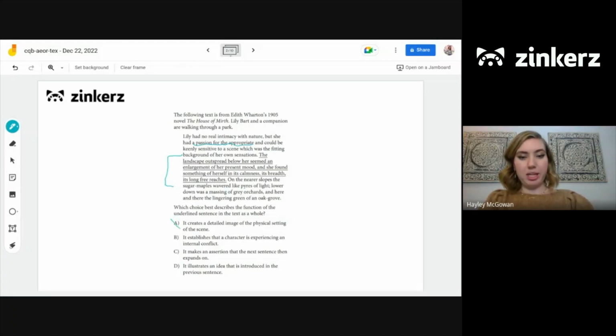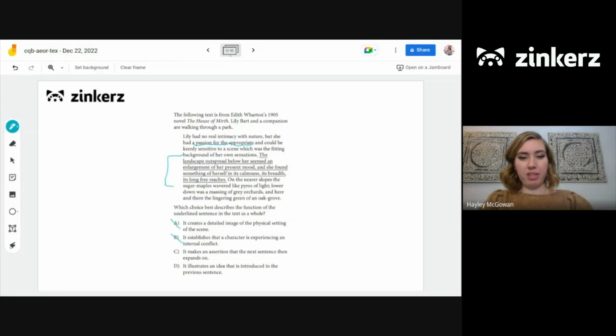Then, B, it establishes that a character is experiencing an internal conflict. This one doesn't really seem like the best choice, right? Because she's not experiencing any sort of conflict here. More so, I'd say a sense of harmony than anything else. So let's get rid of B.